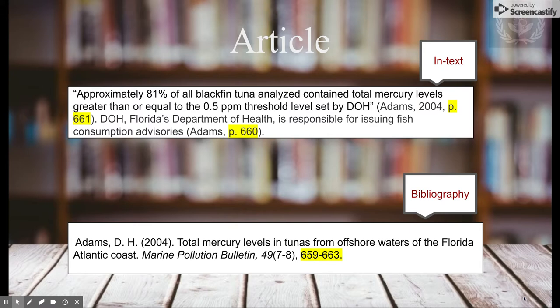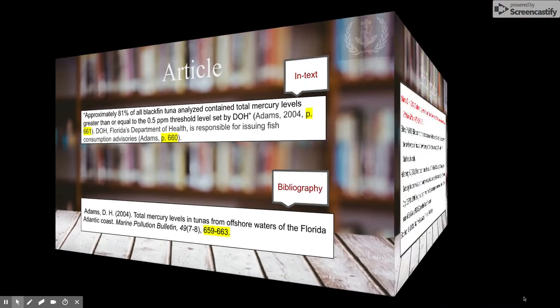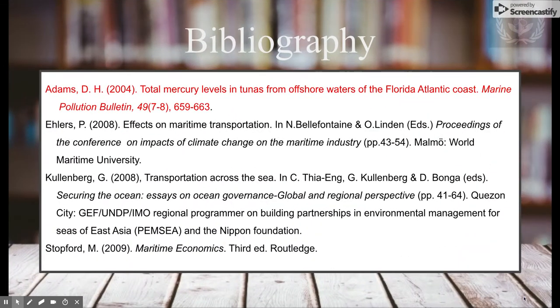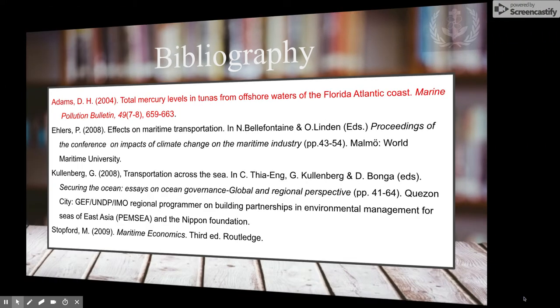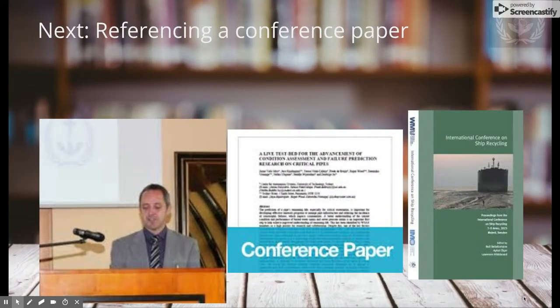One more advantage of using reference management software is that when it is time to generate your bibliography, the software will not only format it correctly, but also list the references alphabetically. Now that we've covered the basics for referencing a journal article, in the next video we'll demonstrate when and how you cite a conference paper.